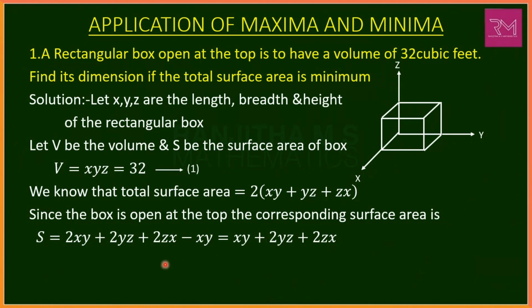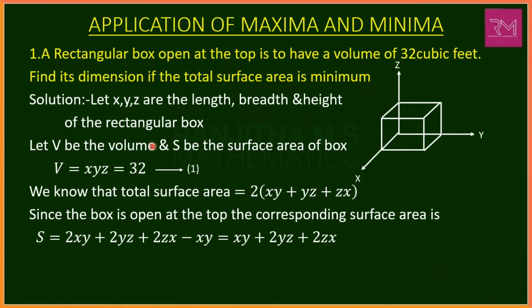But since the rectangular box is open at the top, we have to take the surface area as s equals 2xy plus 2yz plus 2zx minus xy. We have to subtract from the total surface area any one of the surfaces, that is 2xy plus 2yz plus 2zx minus xy, or we can take 2xy plus 2yz plus 2zx minus yz or zx also. We get s equals xy plus 2yz plus 2zx. This is our s value.